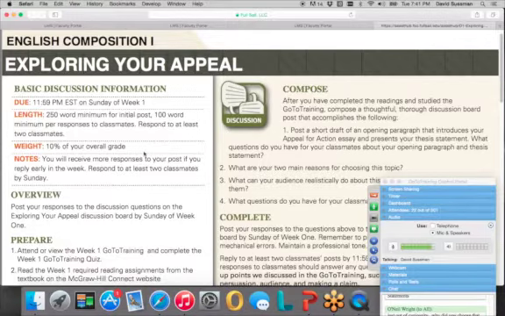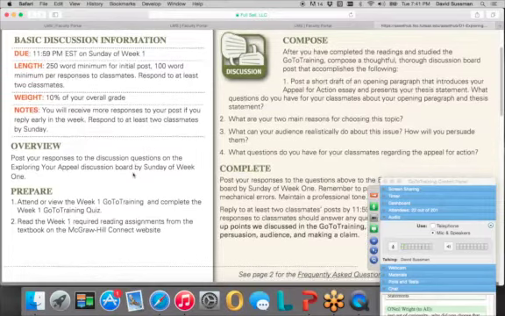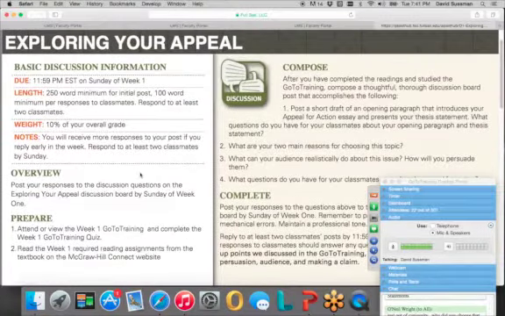So the discussion board's already open. You can already start posting. So when you think you're ready to take a stab at it, you can just jump in. And most of this you can read on your own, but here's the gist of it. When you're ready, you're going to post a short draft of an opening paragraph that could be the opening paragraph of your actual essay that you'll write for week 2. That also contains a thesis statement.